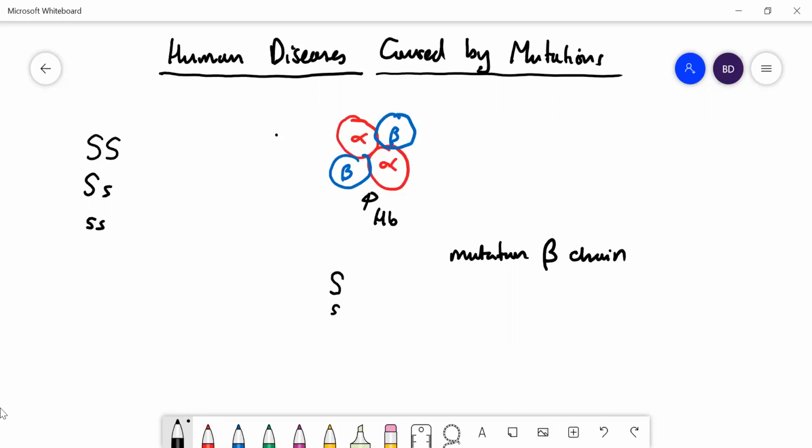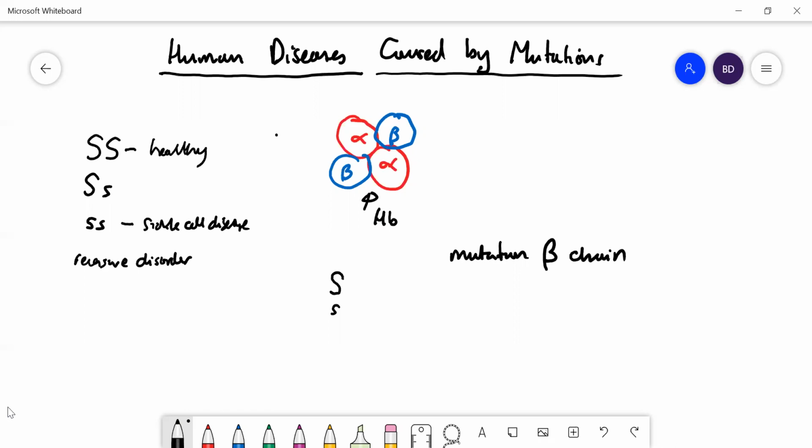We'll talk about what that mutation is in a minute, but sickle cell anemia behaves like a recessive disorder, mostly. If you have 2 good copies, 2 normal copies of the beta gene, then that person is healthy. If you have 2 mutated copies, this person has sickle cell anemia, sickle cell disease.